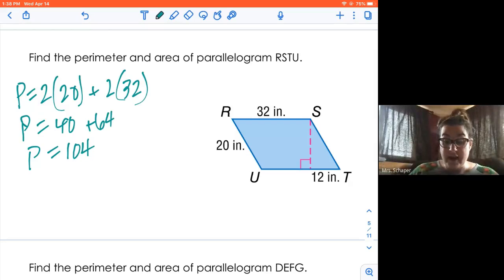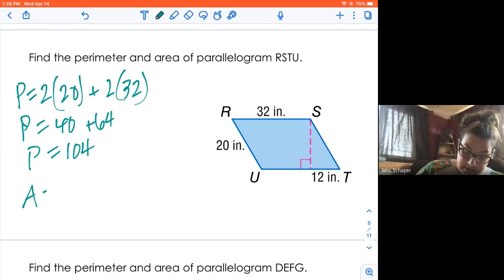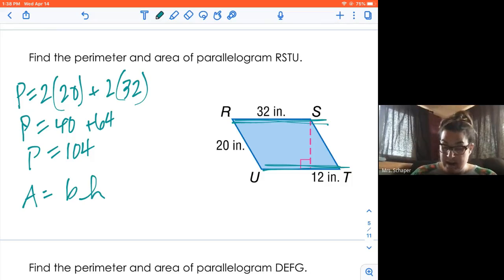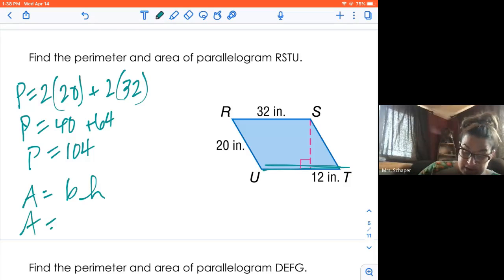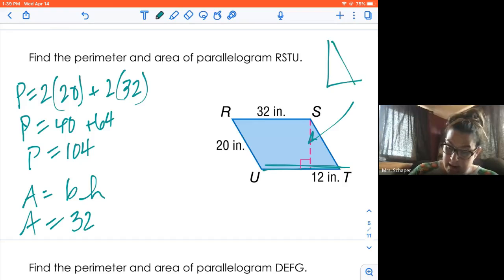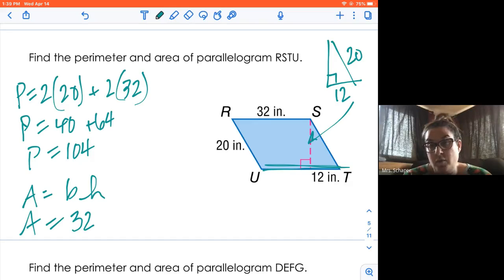Okay. Now the area is equal to the base times the height. So in this figure, my base is RS or UT, probably UT would be a better choice because that's where the perpendicular height is. So area is equal to 32 times the height. Well, gosh, I've got to figure out what this height is. What I know so far is that if I take this triangle, I know that this is 12 and I know that this is 20. And then I can figure out what my height is from there.